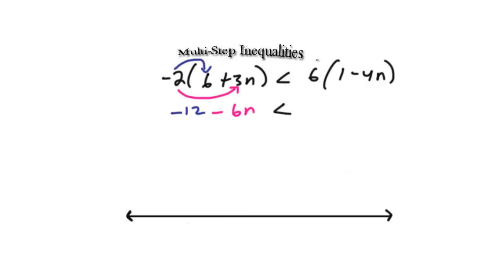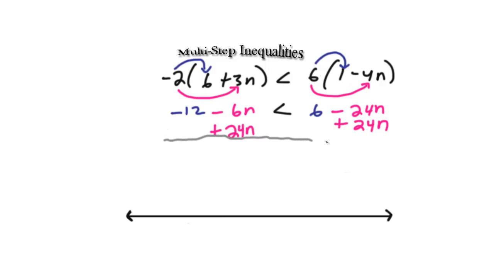So I'm going to do the same thing on this side. 6 times the 1 will give me a positive 6. And then 6 times the negative 4n will give me a negative 24n. Right? So we want to combine the n. So let's bring plus 24n here. Bring the n to the left hand side. So I'm going to plus 24n on this side also. Right? So after we do that, we're going to end up with a negative 12 here, right? And then this one will be plus 18n, right? And then we have a less than, and we have just the 6 on the right hand side, right?